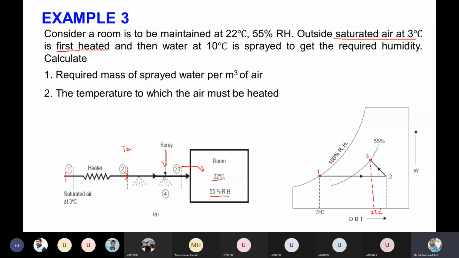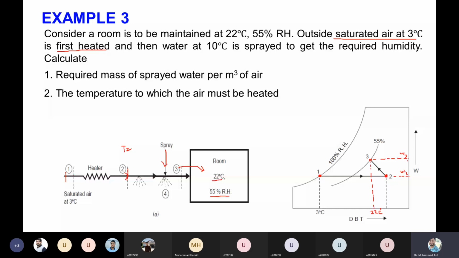is simple heating, so it is a horizontal line. So it is heating, but we don't know where point 2 is located. So you have to figure out point 2 and also the required mass of the water vapor. This is very easy to calculate, I think. Just by the mass balance, the mass of water is the difference of the omega, let's say omega 3 and omega 2, so it should be omega 3 minus omega 2 times the mass of the dry air.